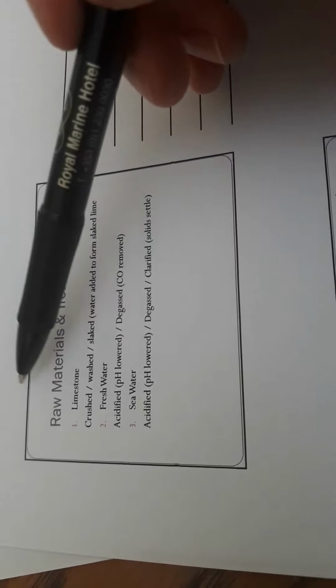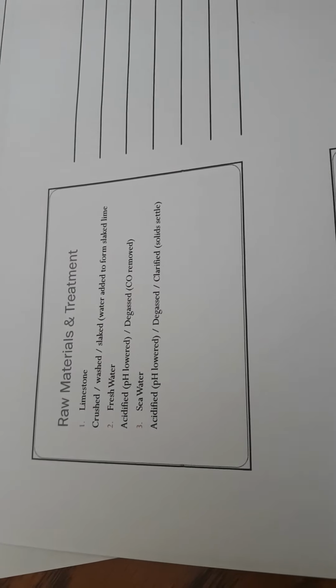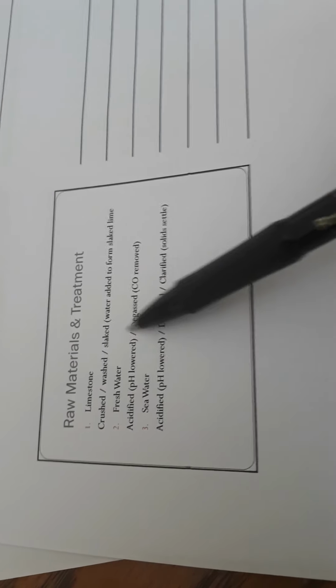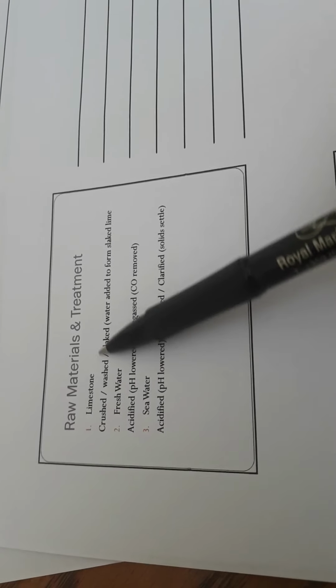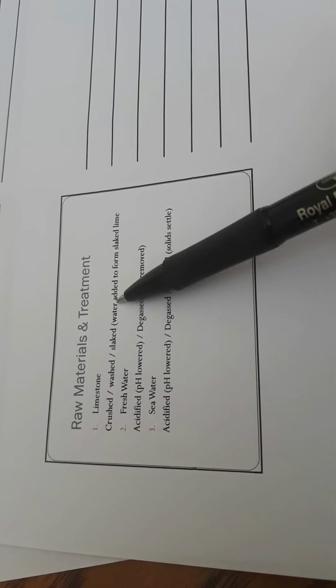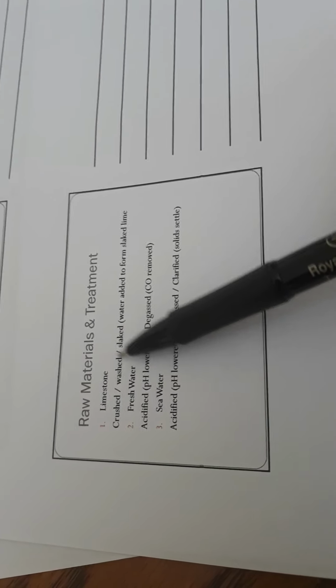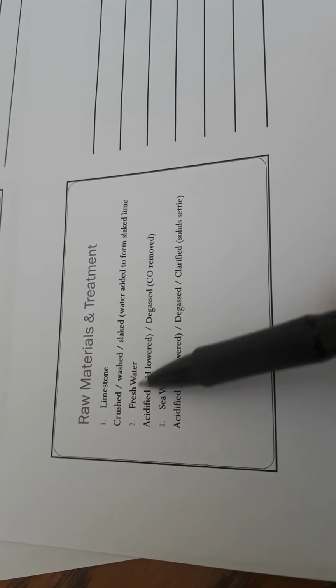Now, what you can often be asked is, how are my raw materials treated? It's all quite similar here. Limestone, firstly, you have to crush it to make it into small particles. It has to be washed. And then we've looked at it having to add water to make it a slate. So that would be how your limestone is treated. The second raw material is fresh water. So how is that treated?